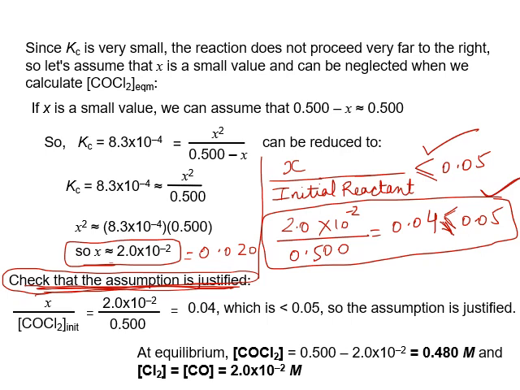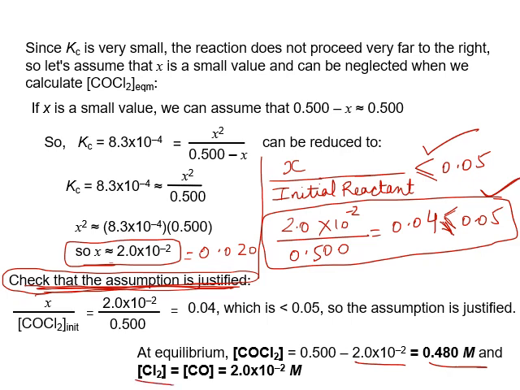That means your assumption is justified and you checked for it. There will be points assigned for this. Okay, that's it. Now that means the value of x that I calculated is correct. So the only thing left to do is solve for the concentration of CoCl2. What was the concentration of CoCl2? 0.5 minus x. Plug it in here, get your answer.